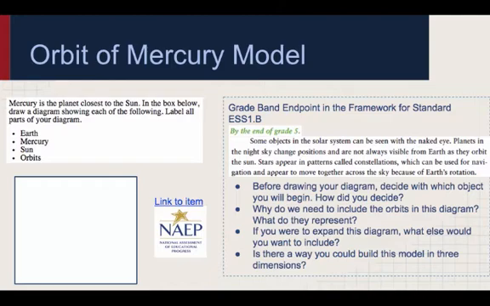Is it necessary to show scale? If so, how will you do it? How will you show any relationship between Earth, Mercury, Sun, and orbits?